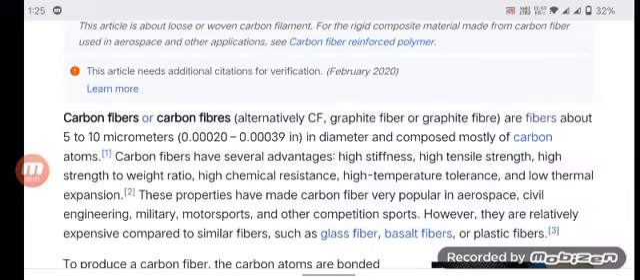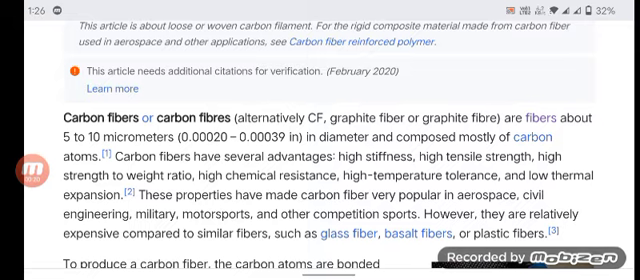Carbon fiber or carbon fibers are fibers about 5 to 10 micrometers in diameter and composed mostly of carbon atoms. Carbon fibers have several advantages: high stiffness, high tensile strength, high strength to weight ratio, high chemical resistance, high temperature tolerance, and low thermal expansion.